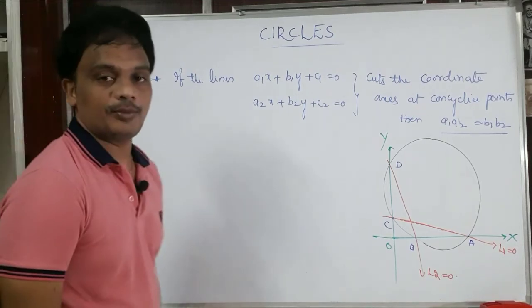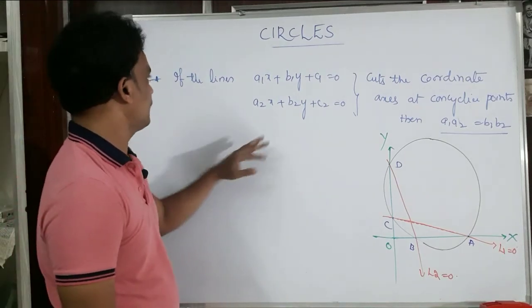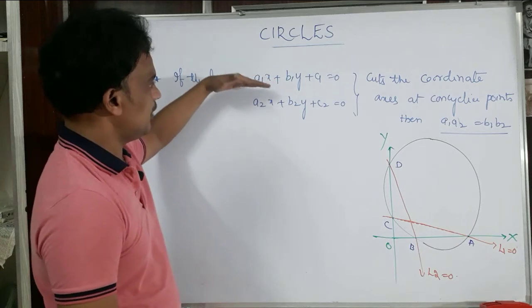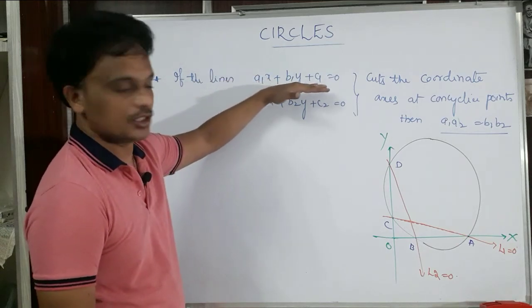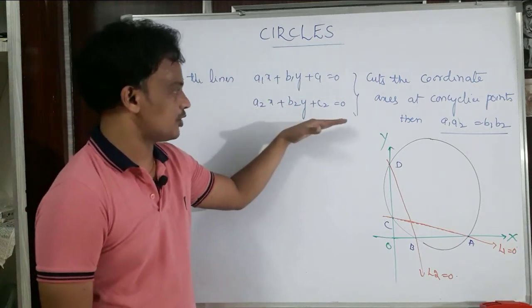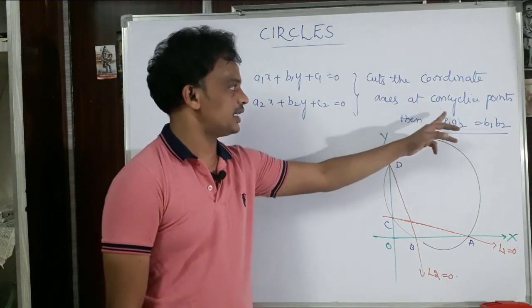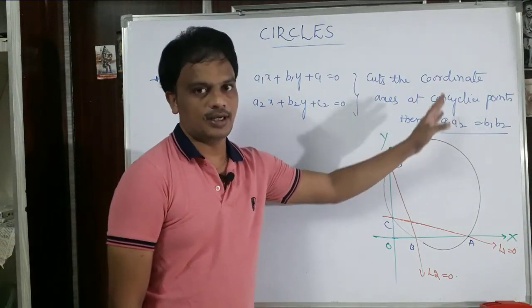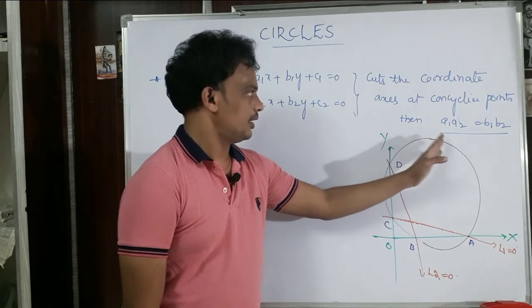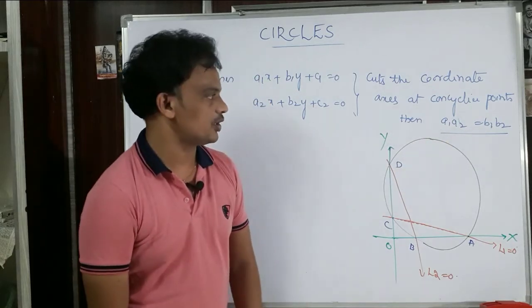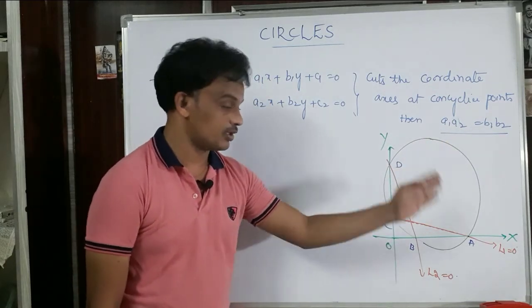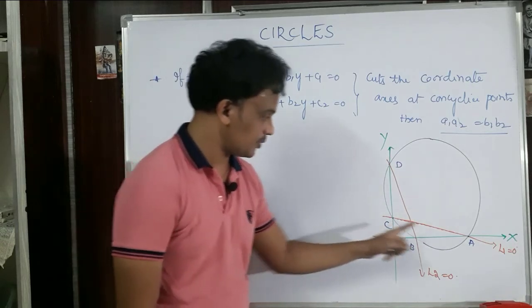Yeah. So, a very important concept from the objective point of view. If the lines a1x plus b1y plus c1 equals 0 and a2x plus b2y plus c2 equals 0 cut the coordinate axes at concyclic points, then this will be the condition: a1 a2 equals b1 b2, and we are going to find the equation of the circle also.